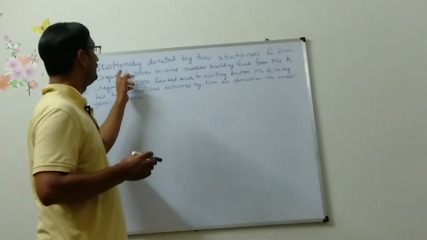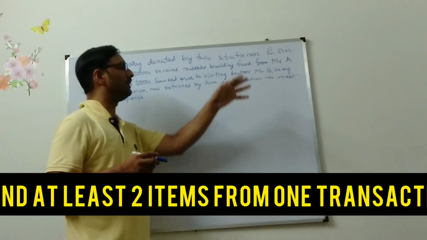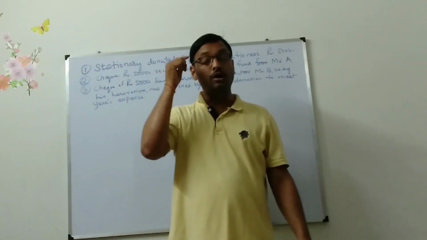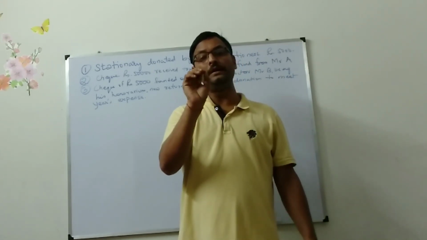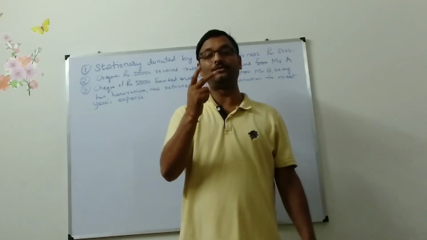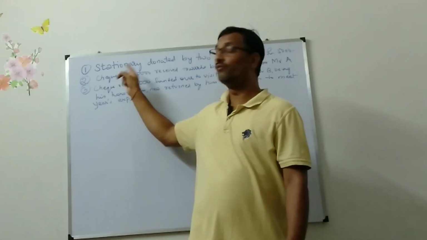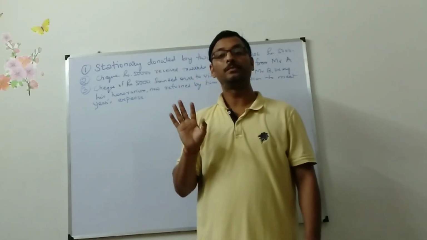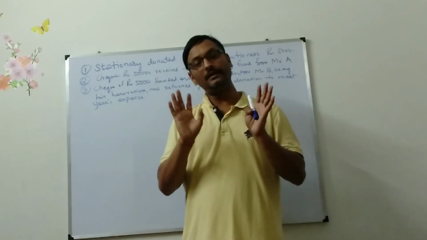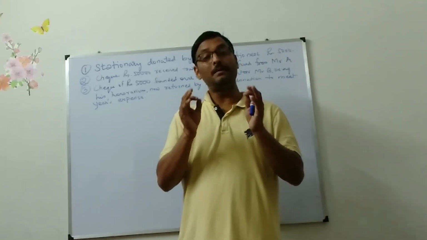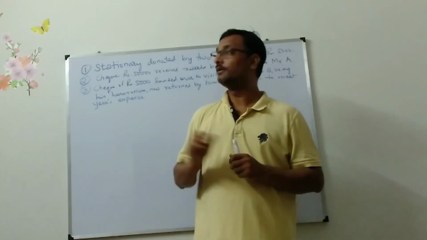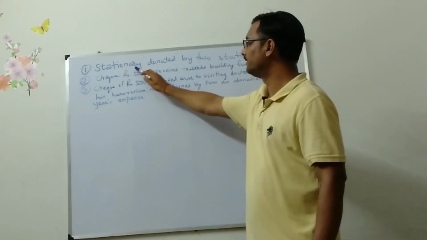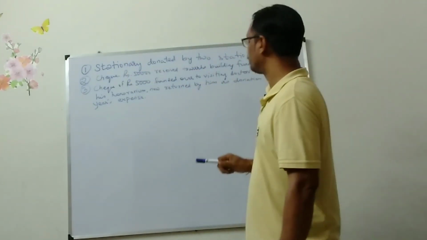The first one is stationery donated by 2 stationers. What would be your thought? You should be finding out at least 2 items from one transaction. It can be more than 2, that's okay, but there have to be at least 2 items to make a journal entry. So in this transaction, stationery donated by 2 stationers, rupees 5,000.